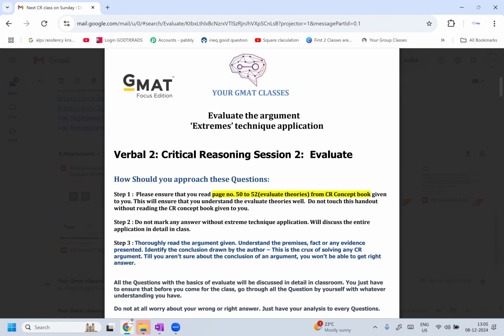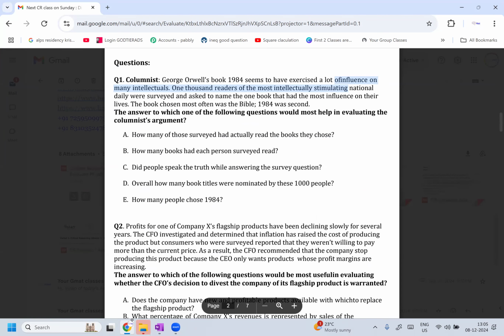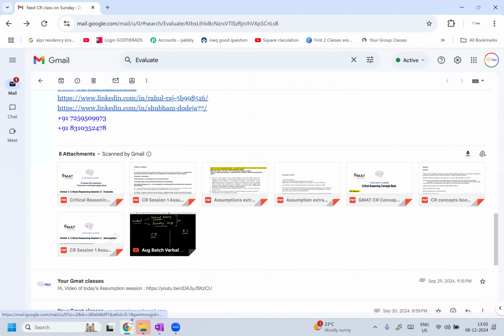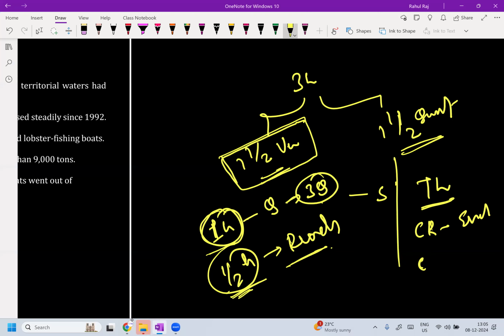All I want is that once you read it, whatever you understand, it doesn't matter at all. Just go and attempt 4 or 5 questions from here. That's it. 100%. It might look humongous, but technically it is nothing. Now, is everything understood about what needs to be done for the verbal class homework for next week?